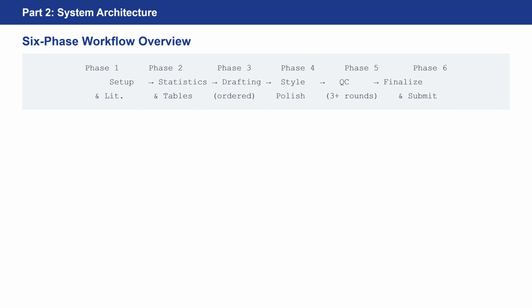The entire workflow has 6 phases: setup, statistical analysis, drafting, style polish, QC, and finalization. Each phase has clear completion criteria. You must meet them before moving to the next phase. Let's walk through each one.